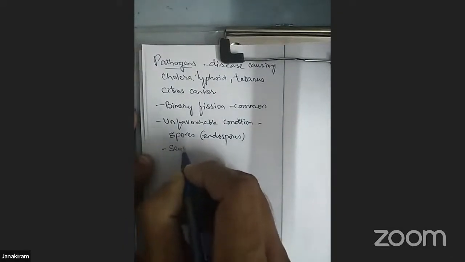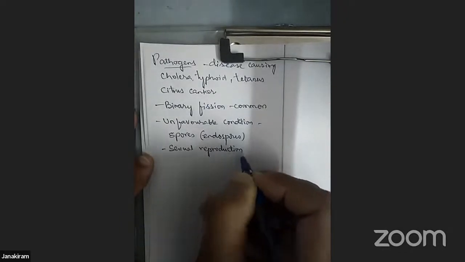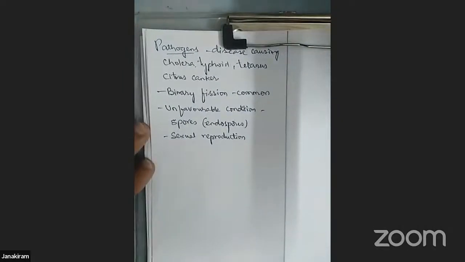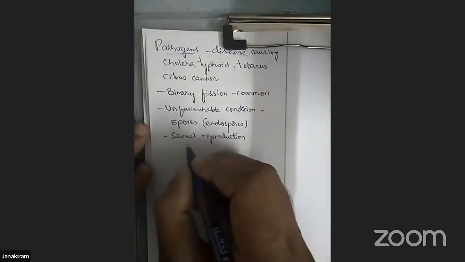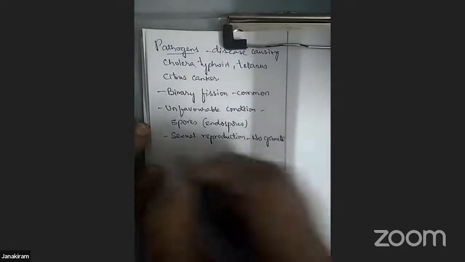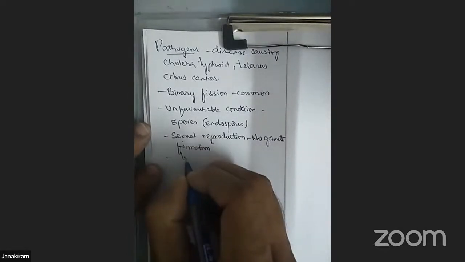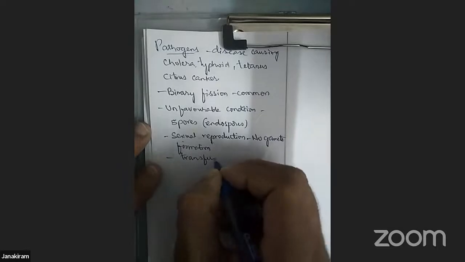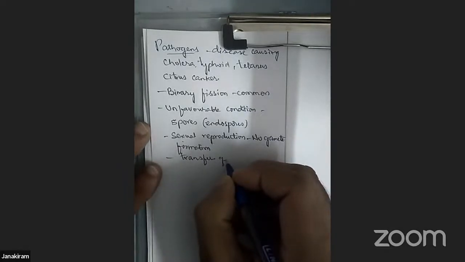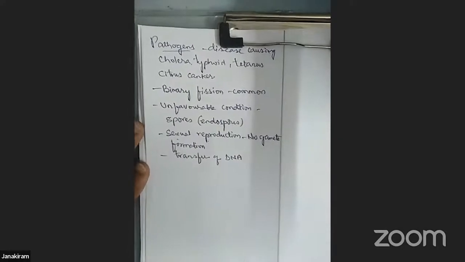And the sexual reproduction. Actually, in sexual reproduction, there should be a formation of gametes. But here there is no formation of gametes. But why we are considering it as a sexual reproduction means the reason is transfer of DNA from one bacterium to another bacterium takes place. So that is the reason why we consider it as a sexual reproduction.